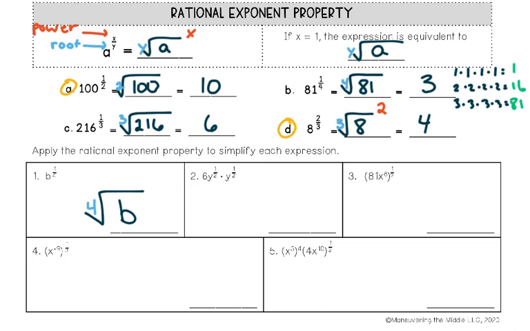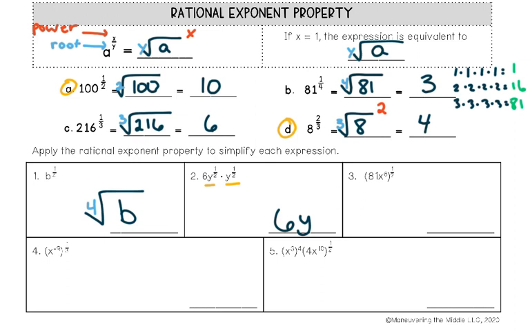Go ahead and try number 2 by yourself. Use the product rule to simplify this expression. Press play when you're ready to check. Since y and y are the same base and they're being multiplied, I can add the exponents. 1/2 plus 1/2 is 1, so I'm just going to write 1y. 6 just gets brought down because it's still its own base with its own exponent of 1. So 6y is the simplified version of this.